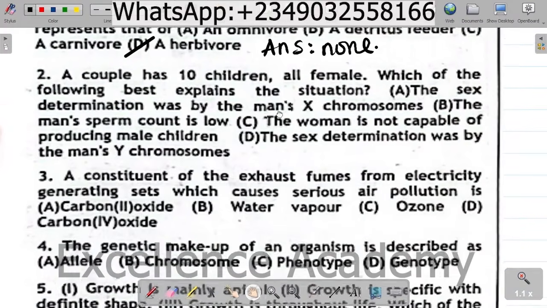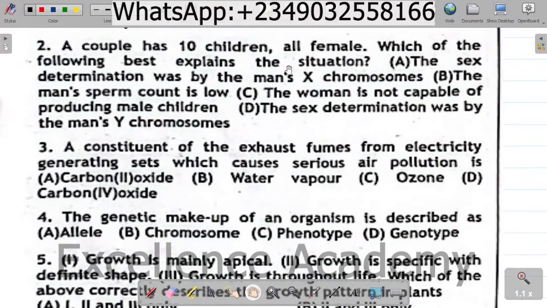Question 2. A couple has 10 children, all female. Which of the following best explains the situation? A. The sex determination was by the man's X chromosome. B. The man's sperm count is low. C. The woman is not capable of producing male children. D. The sex determination was by the man's Y chromosome.